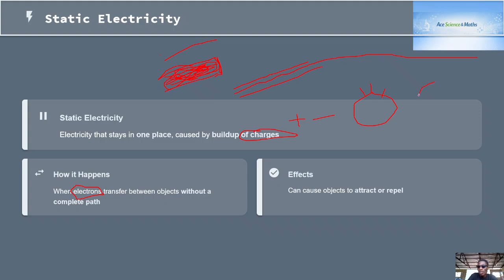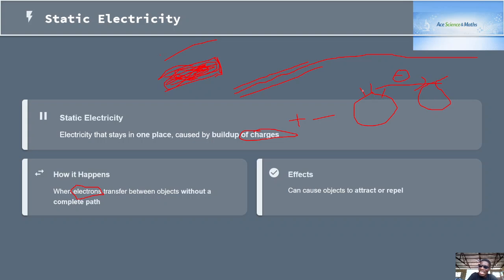And then we have a balloon that has been inflated. When you rub this balloon on the hair, the hair will lose or give out electrons to the balloon. So electrons have been given up to the balloon, which is negatively charged.